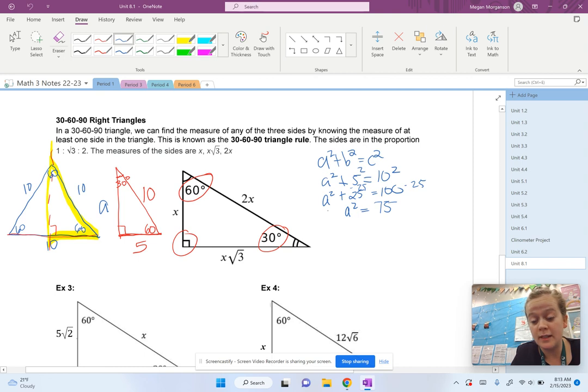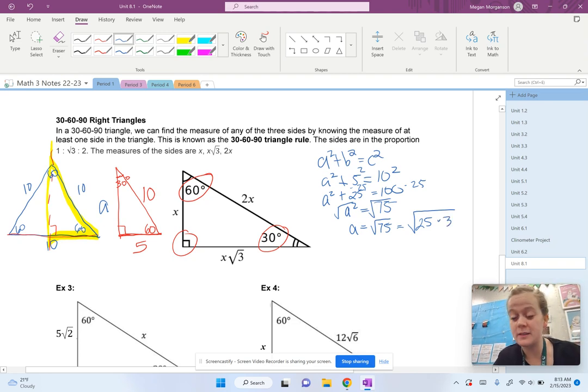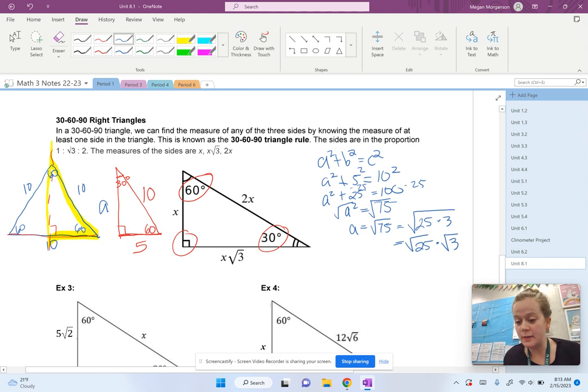And then we need to take the square root of both sides, so we can figure out what a is by itself. So we get a equals square root of 75. Okay, again, I'm going to simplify it. I know 75 is 25 times 3, because 25 is a perfect square. So if we're going to separate it out, we've got the square root of 25 times the square root of 3. Remember, we can separate them or put them under the square root. It's the same. Square root of 25 is 5, and we're still left with root 3.